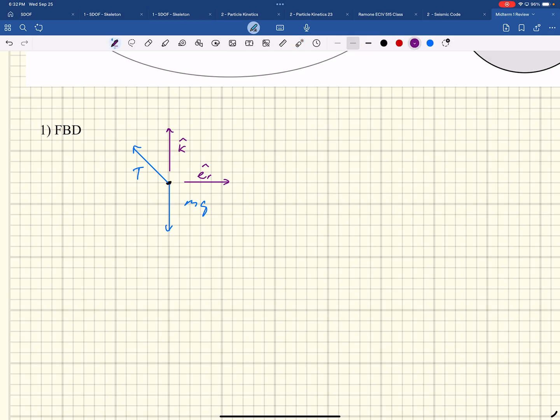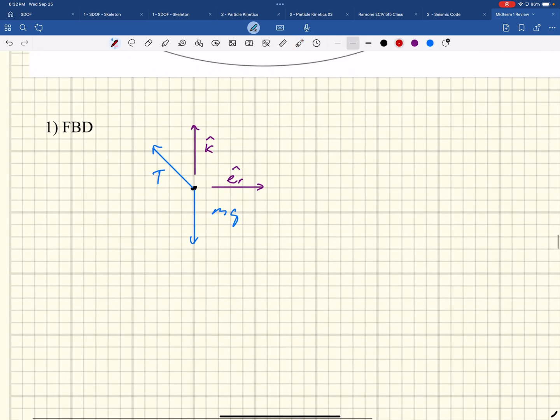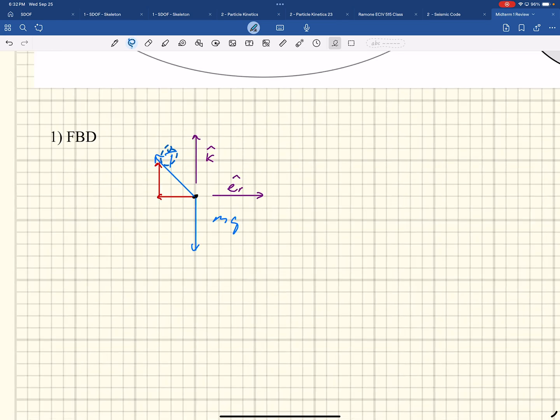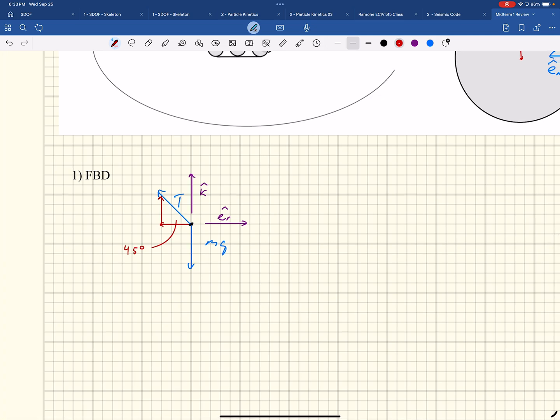Okay, and then I'm still not done. Let's add some dimensions here, and I like to show the break here, the two different components of T. T is going to have two different components, and I know this angle right here. That's going to be 45. They're both 45. 45, 90. That's it. There's our free body diagram.